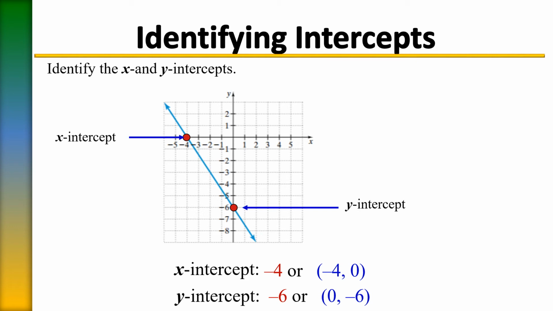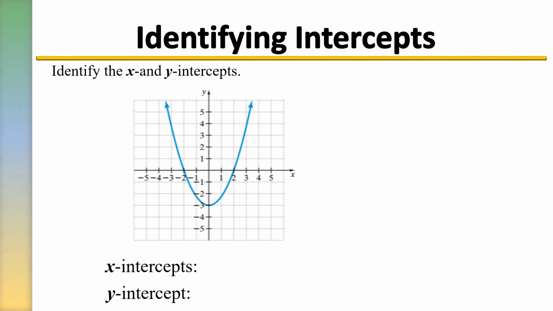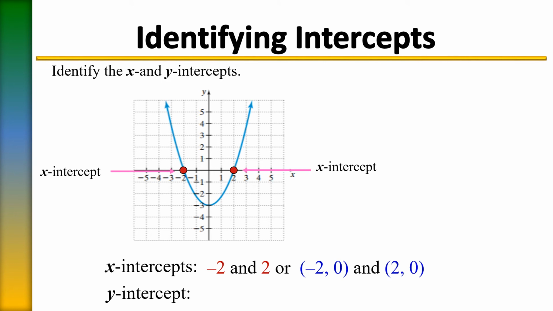Let's do some more practice. Where's the x-intercept? The point where it touches the x-axis. Actually, on this one, we have two places in which it touches or crosses the x-axis. So again, we can identify it as just -2 and +2, or we can give its specific location.